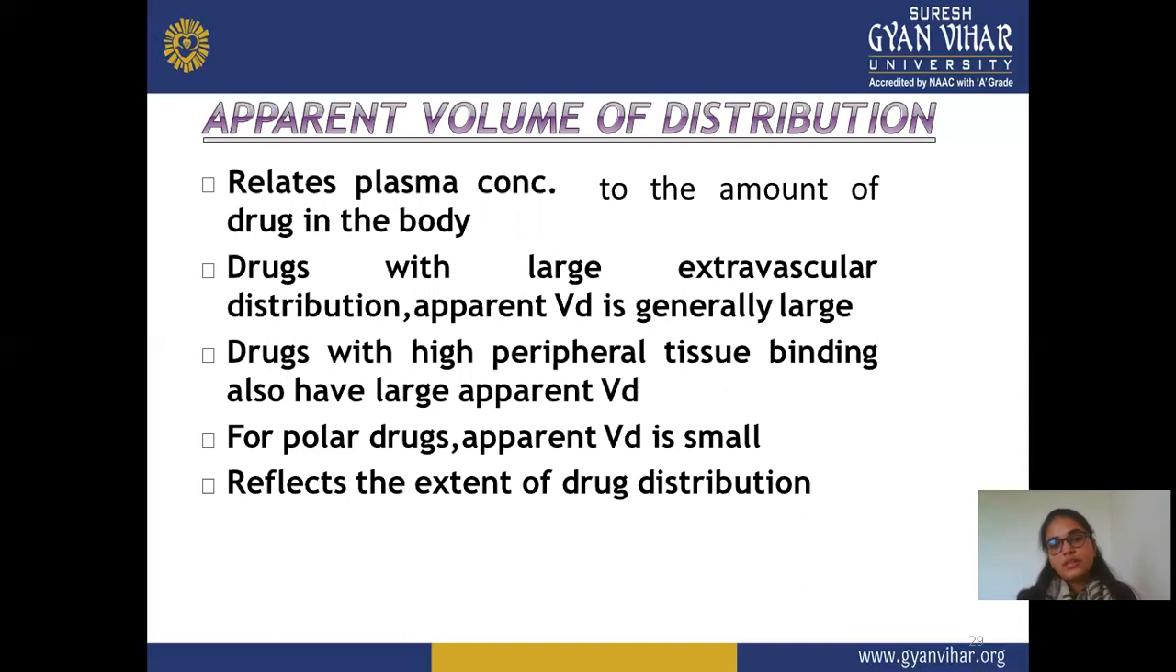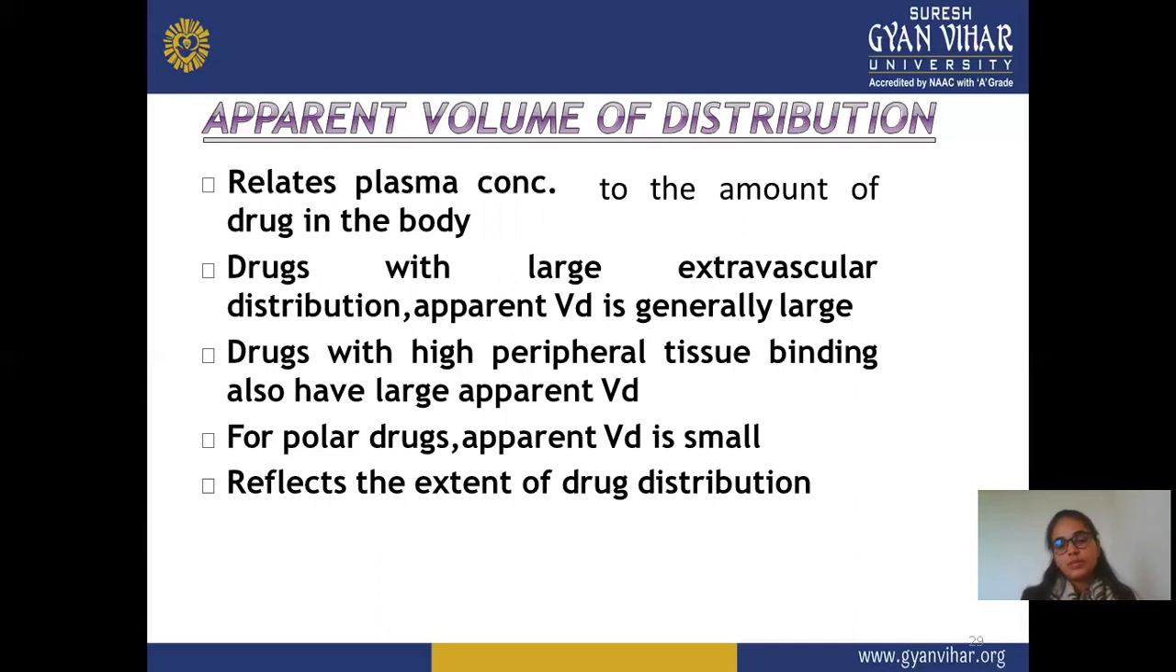Next, a drug with peripheral tissue binding also has a large apparent volume of distribution. Means not only on the extravascular side, but if a drug binds or gets distributed in peripheral tissue, those with a low perfusion rate, in this condition a binding drug also has a high apparent volume. Next, for a polar drug, the apparent volume of distribution is small. Means polar nature drugs show less apparent volume of distribution, or less distribution of the drug.